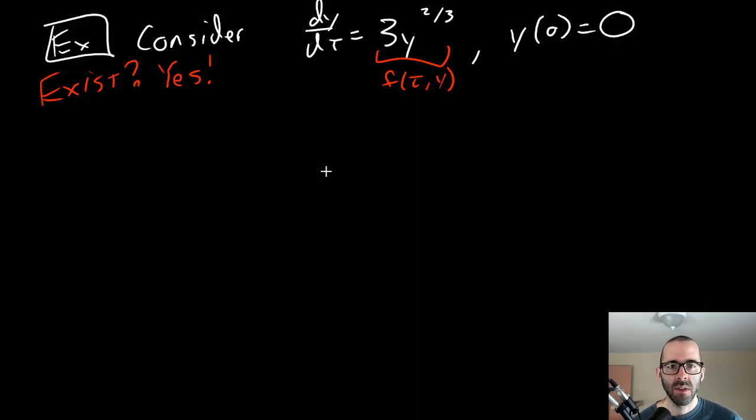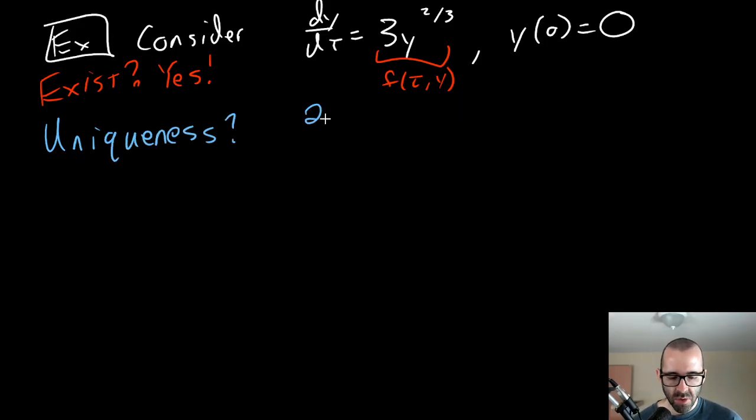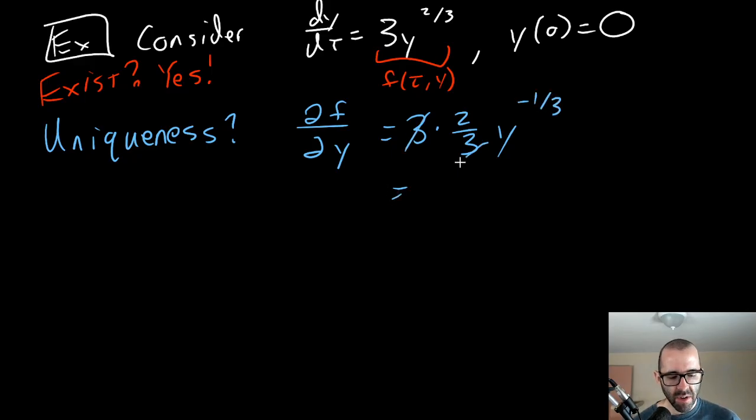Yes. We have the hypothesis of the theorem satisfied, so we in turn are granted the conclusion. But what about uniqueness? Well, let's look at the partial derivative of f with respect to y. If we take the derivative of this y part with respect to y, what do we get? We get the power rule. The 2/3 comes down, we subtract 1 from the exponent, and when we simplify this all out, we get 2 divided by the cube root of y.